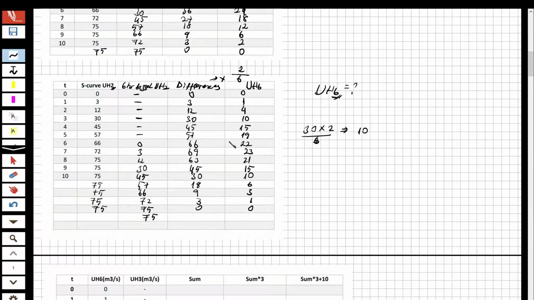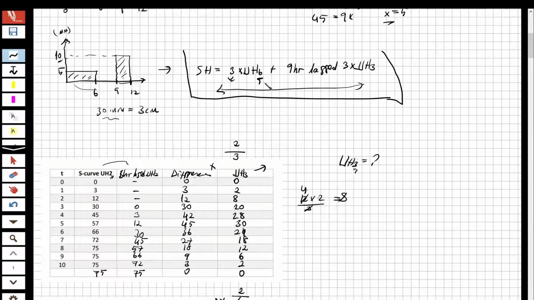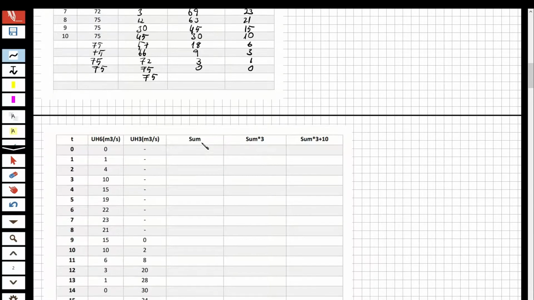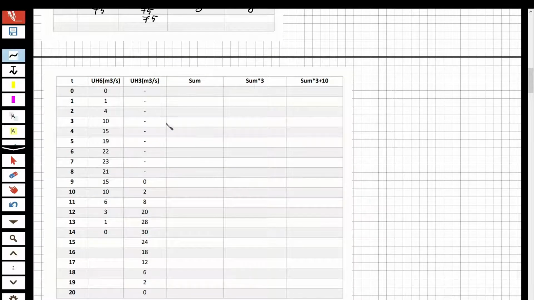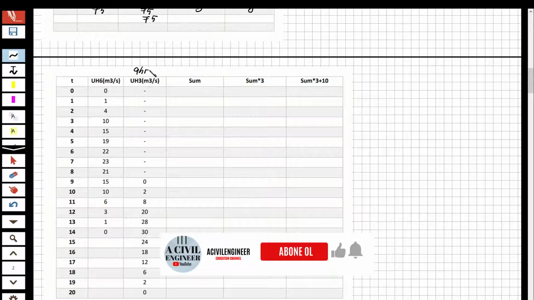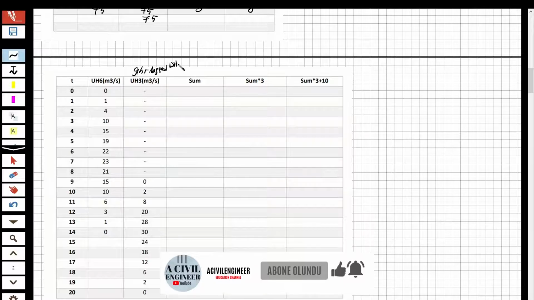Now let's take the summation of them. We are going to apply this formulation. Look at here, this formulation: the 3 hours unit hydrograph, plus the unit hydrograph for 6 hours, plus the 9 hour lagged unit hydrograph for 3 hours. So this is going to be something like that. Look at here, this is the 6 hours unit hydrograph. Now we write it until down at this 14th column, and I told you that it's going to be the 9 hour lagged unit hydrograph for 3 hours.